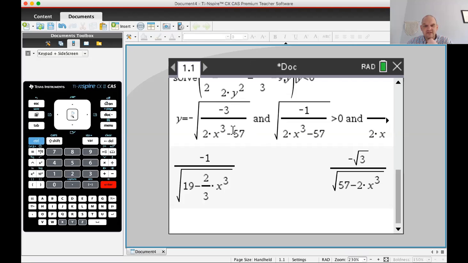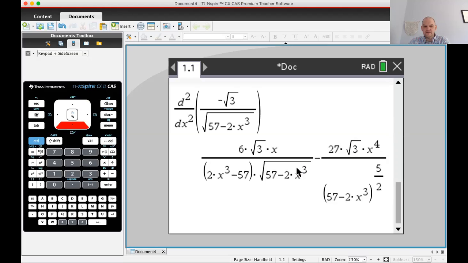Bring this negative to the denominator. You have +3 on the top. 57 minus 2x cubed. 57 minus 2x cubed. A +3. Bring them all under the same radical. They're equivalent. Okay, so we got that. What could I do with this? I could find the second derivative. So this is how you fake your way to this answer.